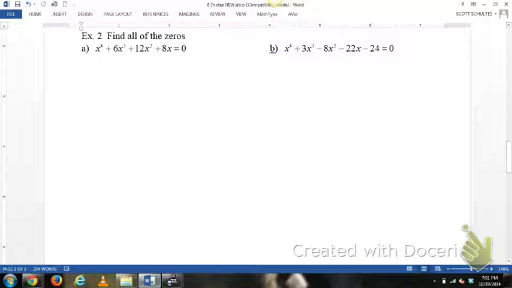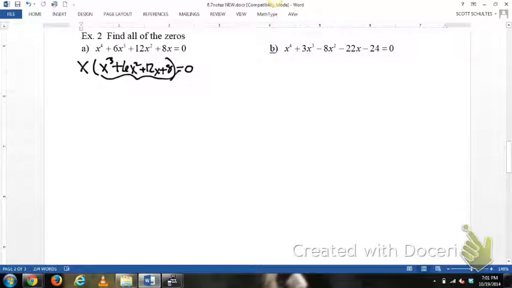Second, can I factor it? Well, I think I might be able to group it. There's 4 terms, but before I group, I do see that I can take out an x. So if I factor out an x, I'll be left with x cubed inside plus 6x squared plus 12x plus 8 equal to 0.